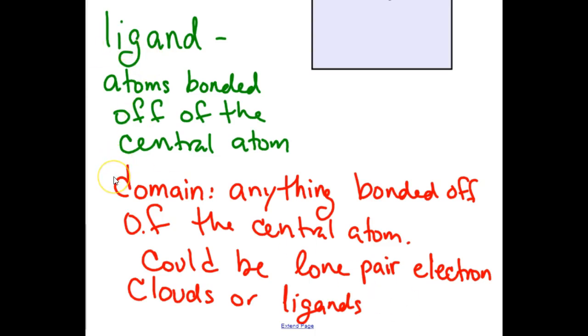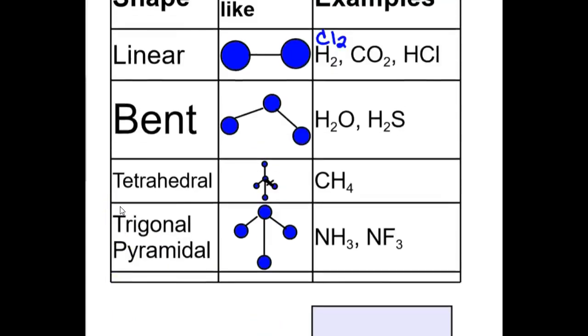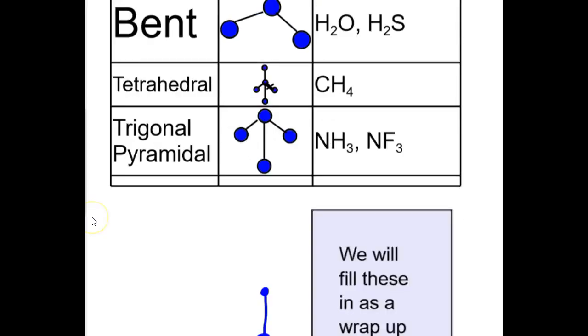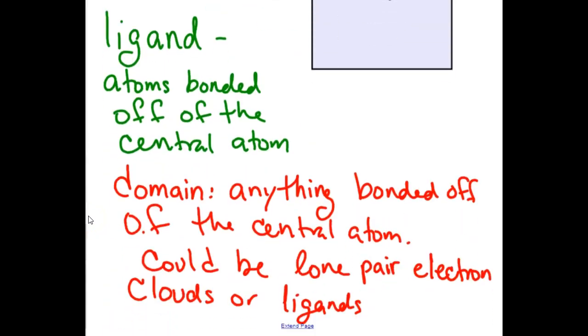Now a ligand is when a domain is another atom. So ligands are how many atoms are coming off of the central atom. So for example, I'll go back up. In a bent molecule, you have 4 domains, 2 lone pairs, and 2 ligands. In a tetrahedral molecule, you have 4 domains, and all 4 of them are ligands. Now, these terms, ligand and domain, don't appear on the Regents, and you'll never see them on a test, but I use them, so it's worth noting here.